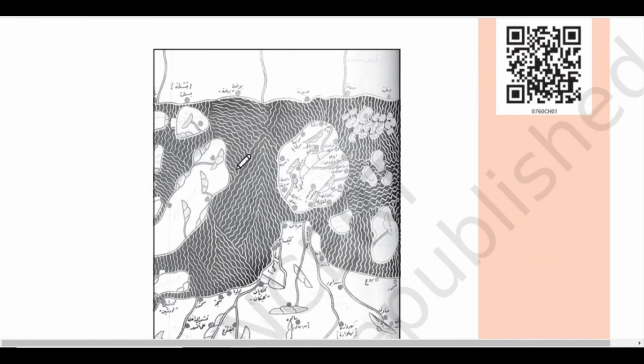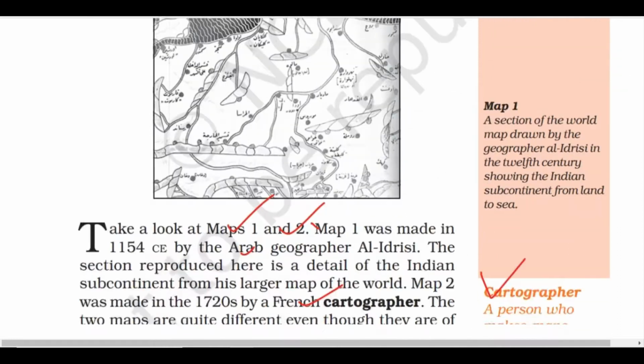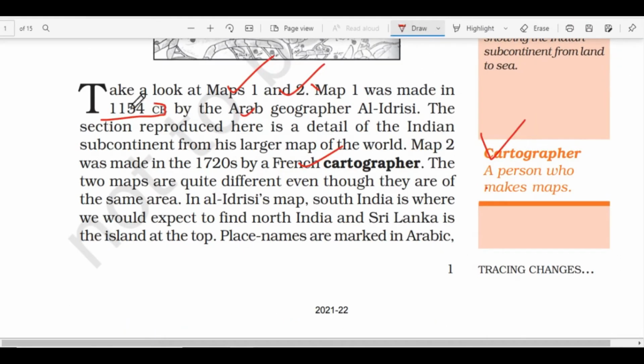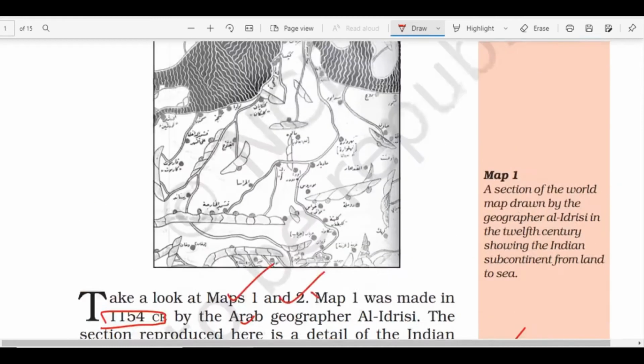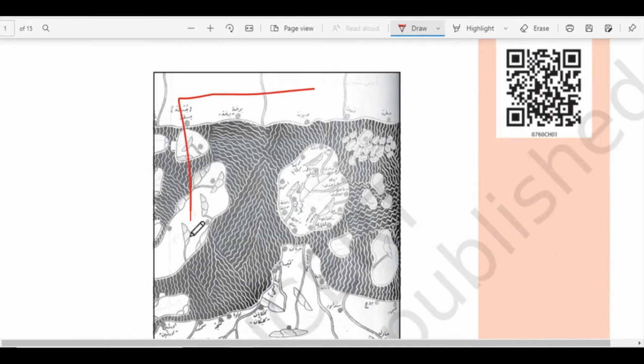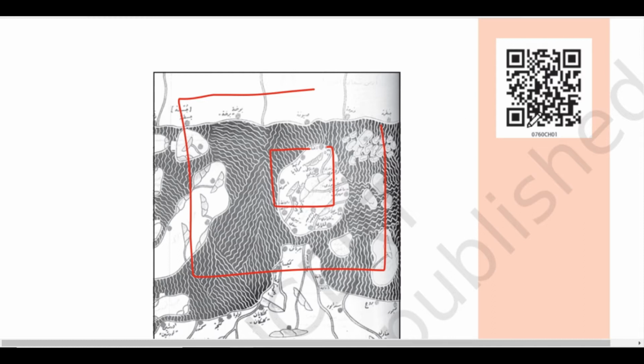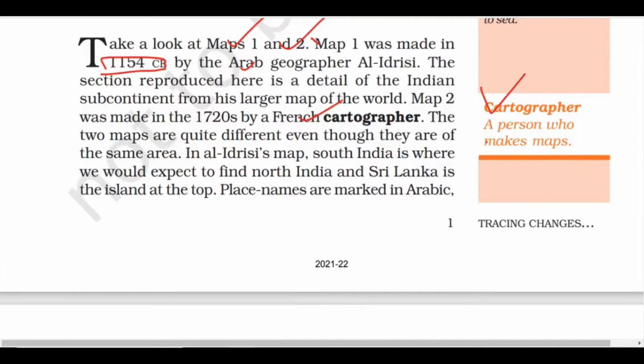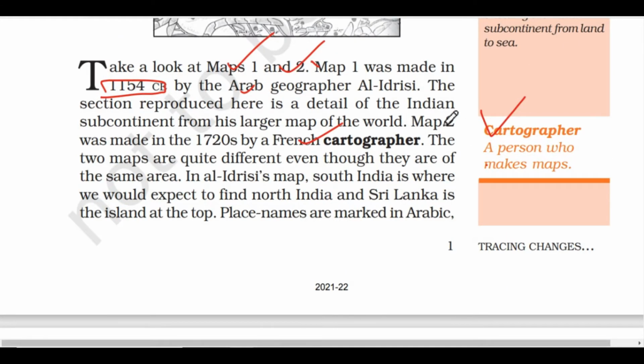Map 1 was made by an Arab geographer known as Al-Idrisi in 1154 CE. This map given here is made by Al-Idrisi, and this is not the actual thing. This is just a small part of the actual Indian subcontinent map which Al-Idrisi made. So just a small section.